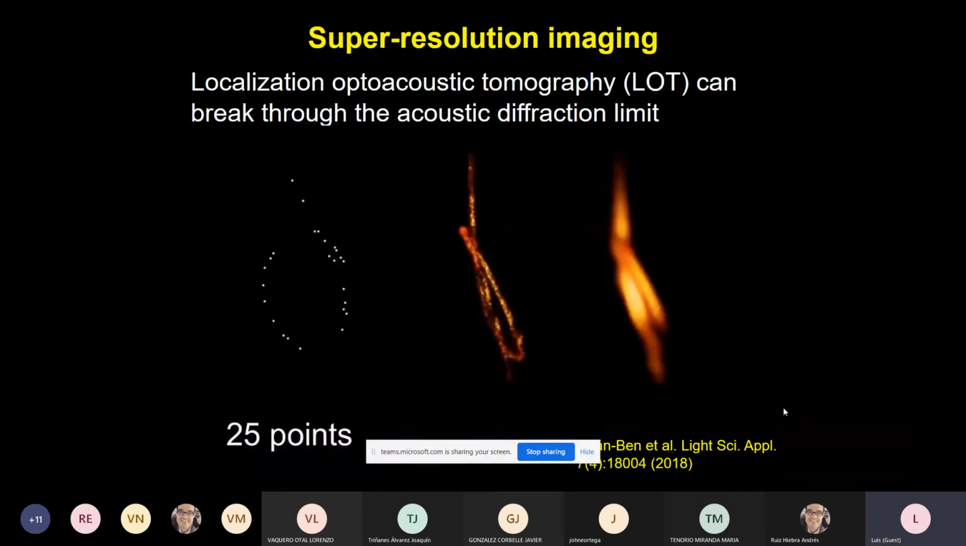Okay, finally, we come back to the part which I'm mainly focusing on right now, which is super resolution imaging. As I mentioned, with optoacoustics, we can provide much higher resolution than with optics, but we're still limited by acoustic diffraction. And we can do some tricks to overcome that. One approach is what we call localization optoacoustic tomography, which is based on localization imaging. I don't know if you heard about this, but it is also a technique that was awarded a Nobel Prize in the case of fluorescence microscopy.